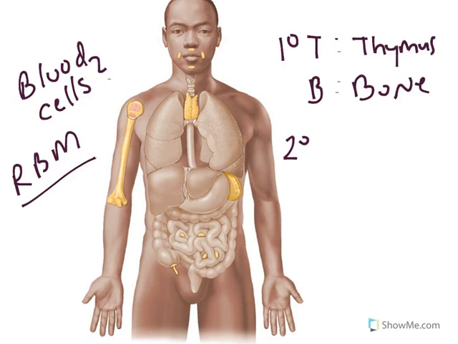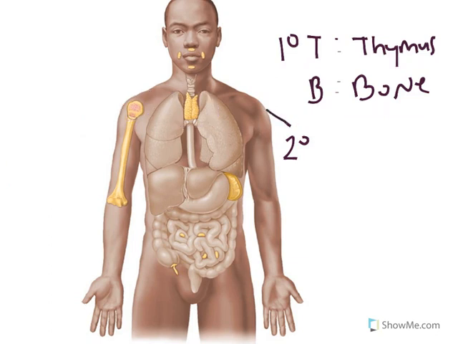So both of these two cells are formed in the bone marrow. However, the B cell remains in the bone marrow to mature, whereas the T cells will migrate to the thymus gland for maturation.